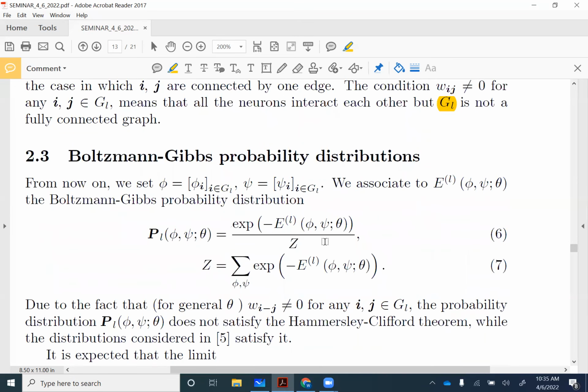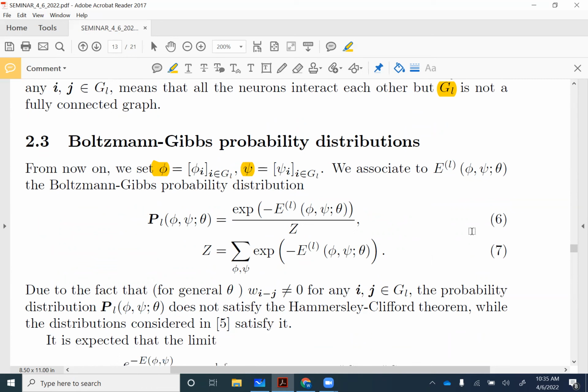The next step is to introduce a Boltzmann-Gibbs probability distribution. Okay. From now on, I'm going to use this notation phi. I'm going to identify phi with this vector and psi with this vector. Okay. So for this reason, I'm going to use this notation.